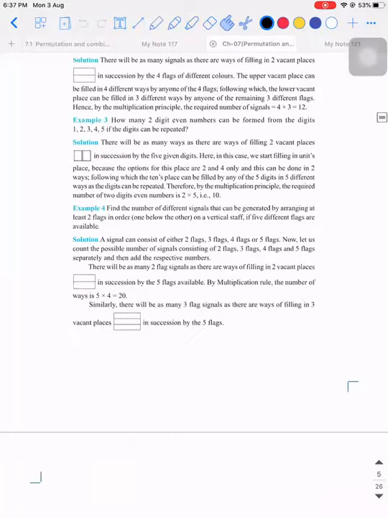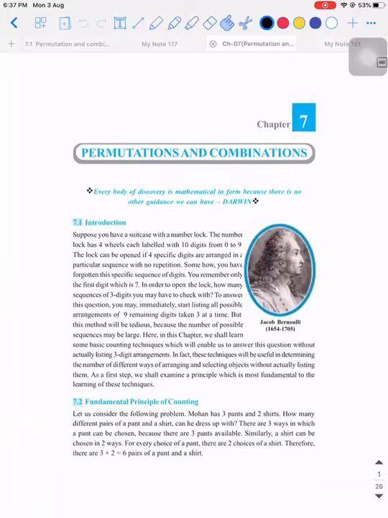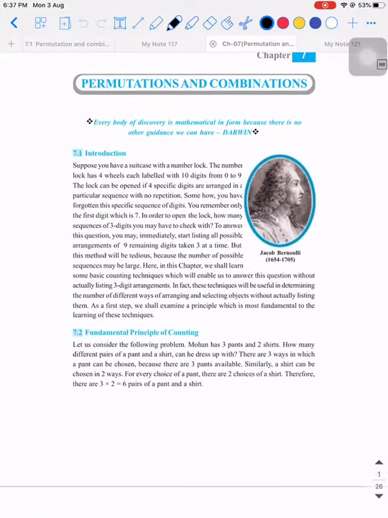So write down the heading of the next chapter, which is called Permutations and Combinations. So write down the heading as Permutations and Combinations. So write down the basic meaning.